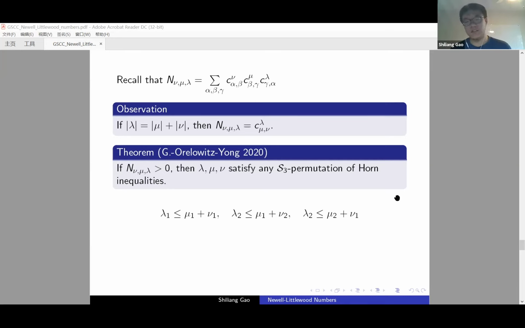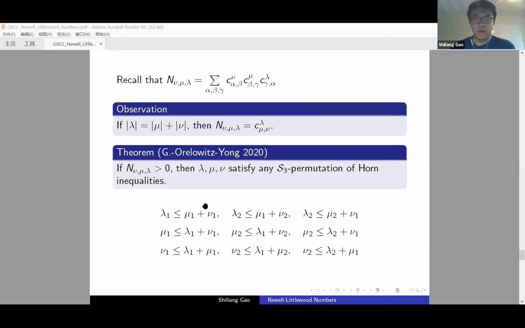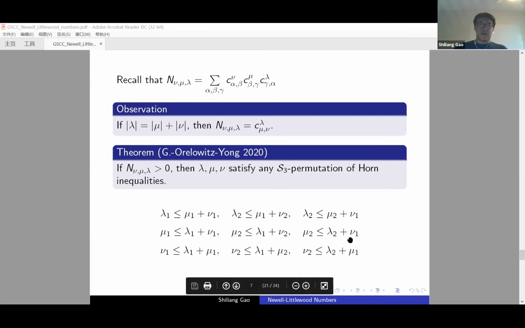For n equals 2, the Horn inequalities are exactly these three. So λ1 less than or equal to μ1 plus ν1, λ2 less than or equal to μ1 plus ν2, and μ2 plus ν1. And by S3 permutation, I just meant you can permute these λ, μ, ν, and you can obtain these 6 inequalities. So for example, for this first one, we can permute in any way λ, μ, ν, so we get μ1 less than or equal to λ1 plus ν1, and ν1 less than or equal to λ1 plus μ1. So these S3 permutations of Horn inequalities are a necessary condition for the Newell-Littlewood number to be non-zero.